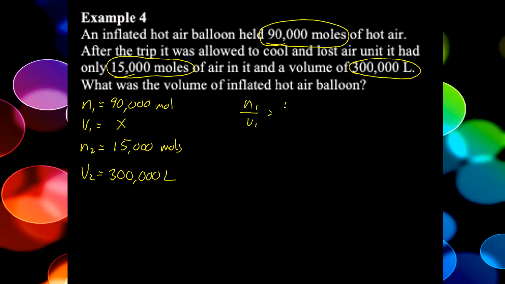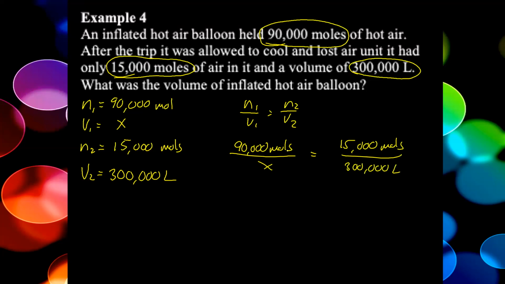So N1 V1 equals N2 V2. 90,000 moles over x, 15,000 moles over 30,000 liters. Okay, now it is cross multiply divide again. Before I even do the math, notice what I can tell. Moles is going to cancel. I'll have liters as the label on my answer.